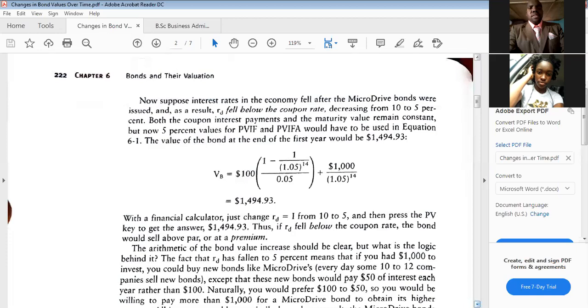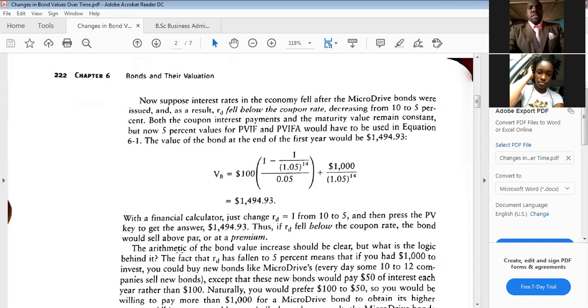Now, based on the calculation, right? When you finish on the calculator, just change RD, which equals I, from 10 to 5 and then press present value to get the answer. Now, based on the situation that the RD fell below the coupon rate, if RD falls below the coupon rate, the bond would sell above par, or at a what?